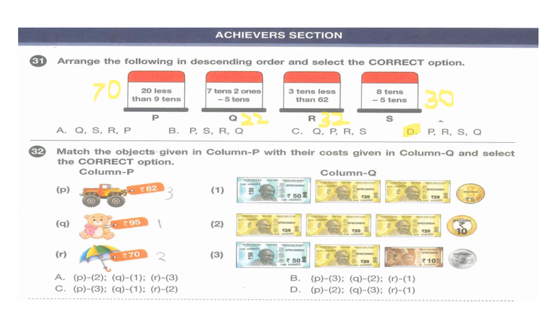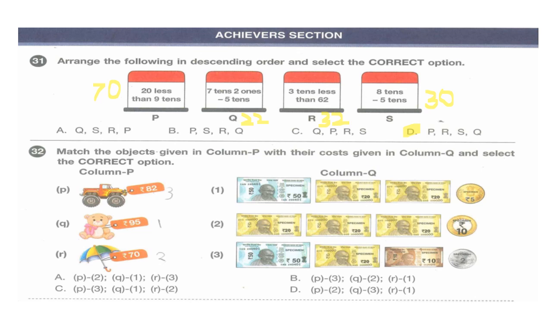Now we have to arrange the following in the descending order. So what is descending order? Descending order is from big to small. So 70, 32, 30 and 22. Answer is D. P, R, S, Q. So let's move on to the next question.